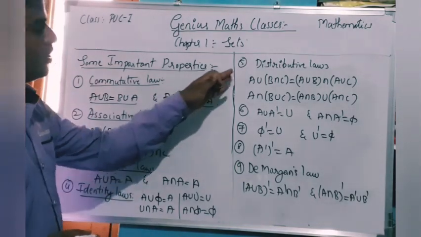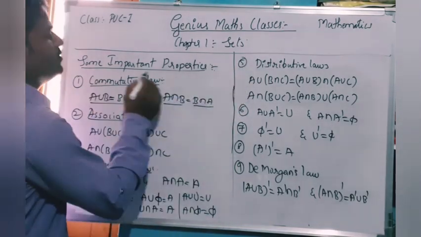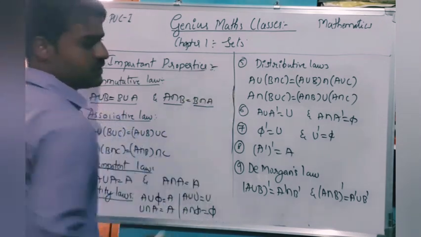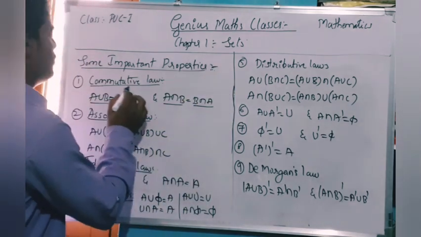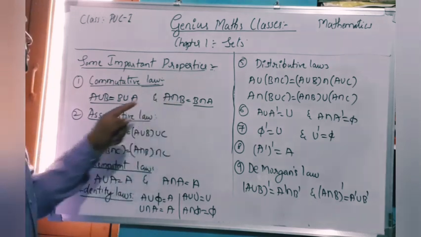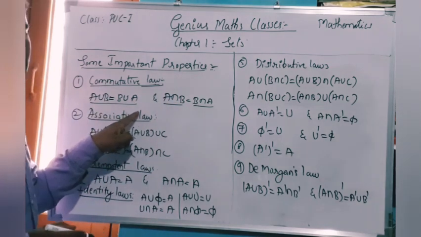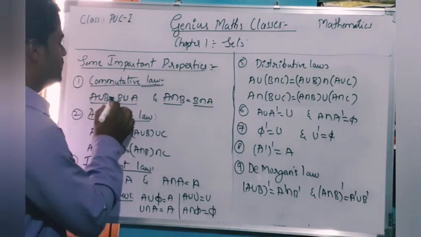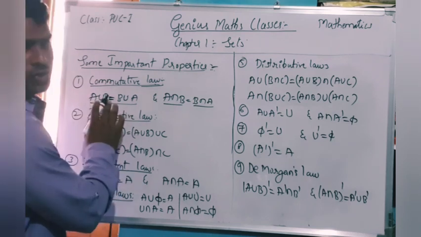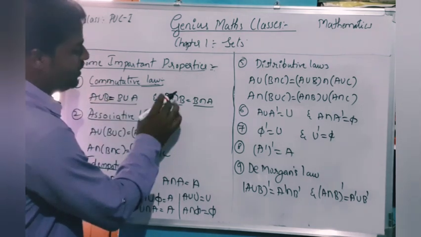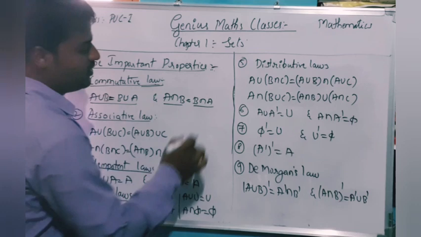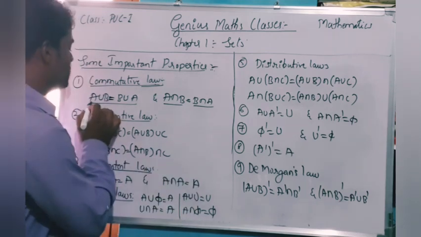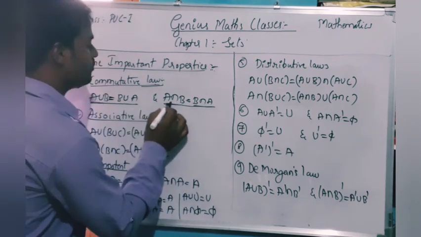Okay, after all the operations, we discuss some important properties of sets. The first one is the commutative law. This means A union B must be equal to B union A. This is the commutative law. That means A commutes with B and B commutes with A. Here A intersection B is equal to B intersection A. So this is the commutative law.